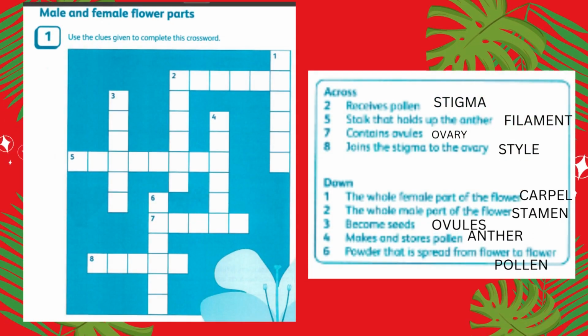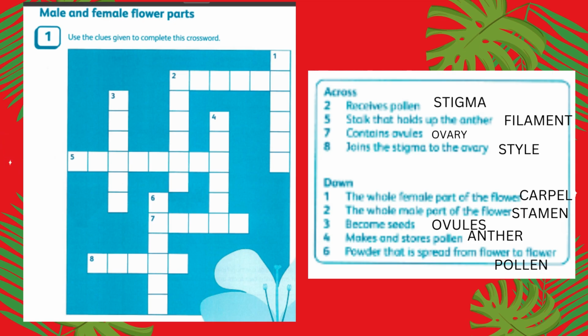Now male and female flower parts. Use the clues given to complete this crossword. Across 2, receives pollen. So this is stigma. Stalk that holds up the anther. This is filament. 7 contains ovules. This is ovary. 8 joins stigma to the ovary. This is style. So you have to fill all these.